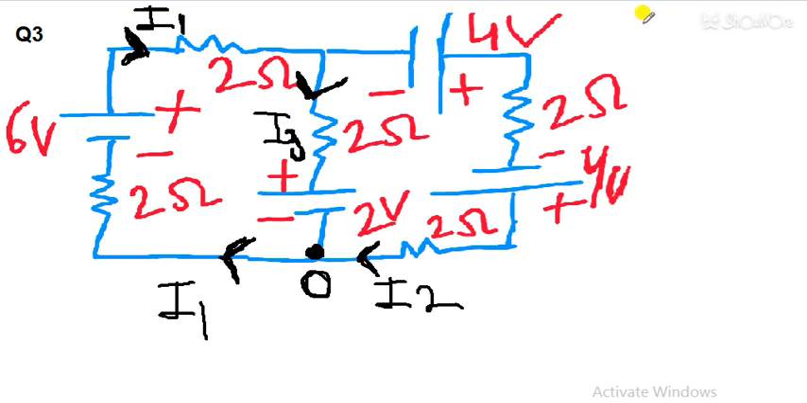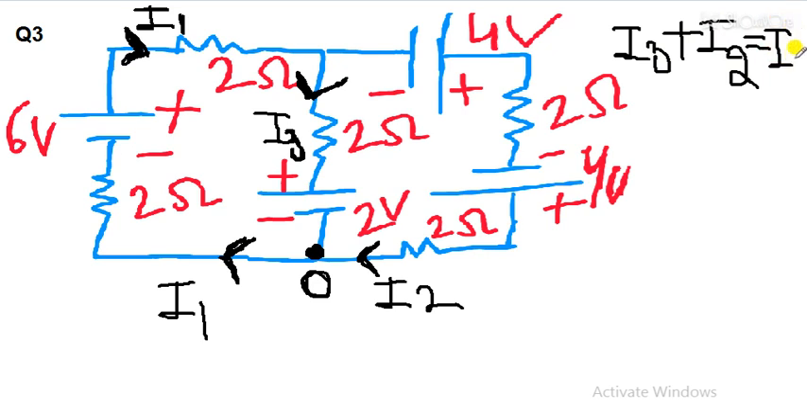Okay, here I am writing the equation. Current towards this point is I3 and I2. That means I3 and I2 both are coming towards this point, and this I3 plus I2 is equal to the total current that is going away from the point, that is I1. So students, this is the equation of KCL at point O.